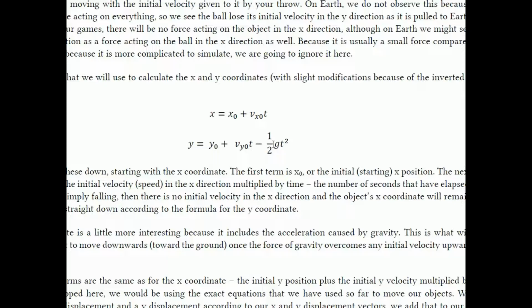In our program, this is actually plus 1/2 gravity time squared because of the inverted y-axis, because y increases as we move down rather than as we move up. So we're adding 1/2 multiplied by a gravity constant multiplied by time squared.